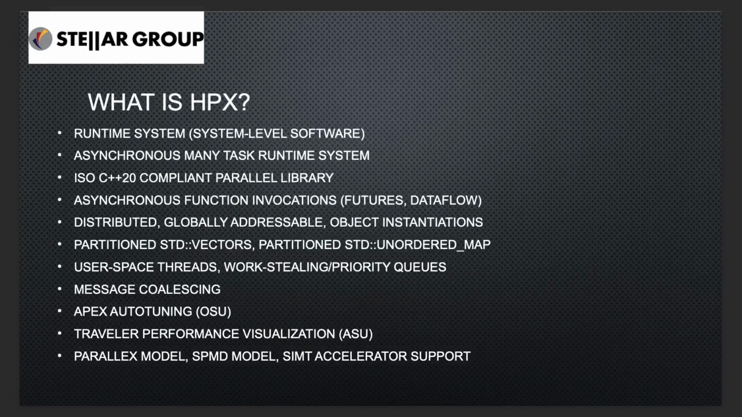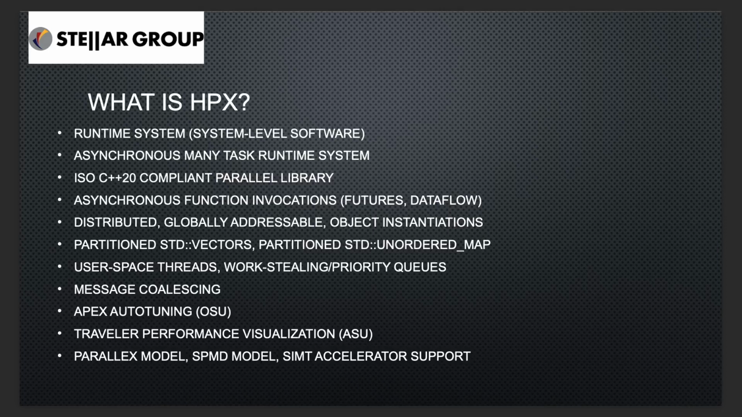HPX is a runtime system, so it's a system-level software library. It's a library that provides thread implementations. It provides data structures like distributed vectors or distributed hash tables. It's an asynchronous many-task runtime system. It implements the ISO C++ parallel library that's found in the standard template library, and its implementation is compliant with the specification. It provides for asynchronous function invocations through the use of futures and data flow.